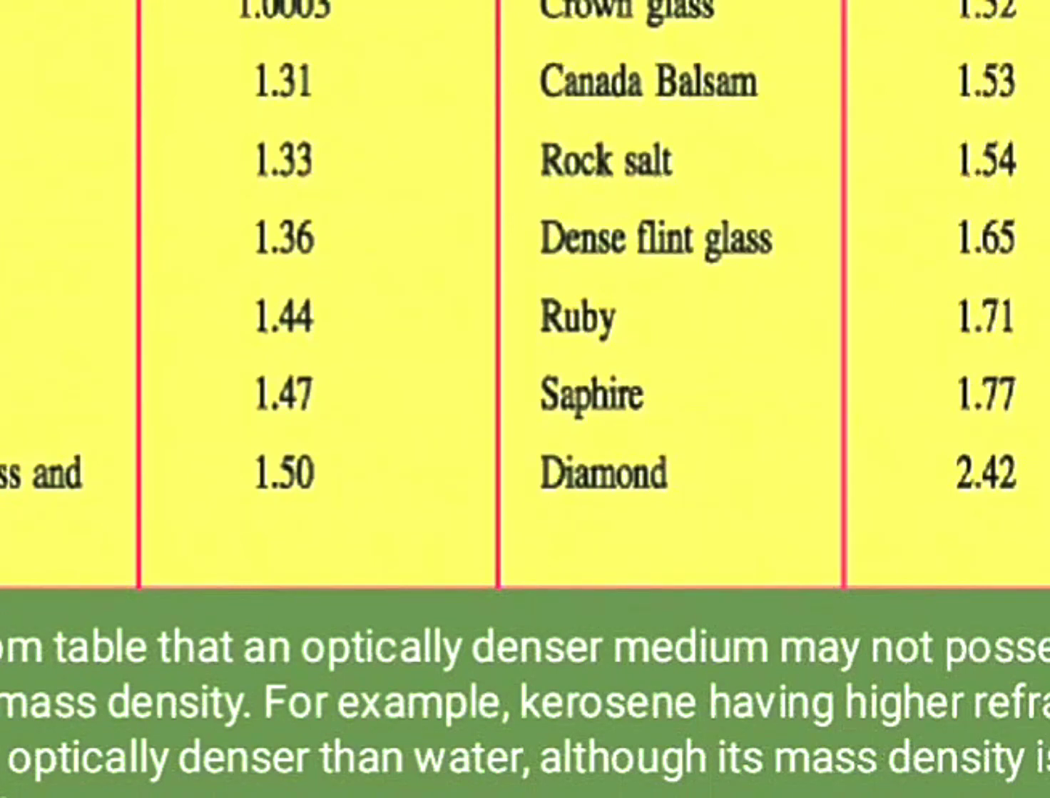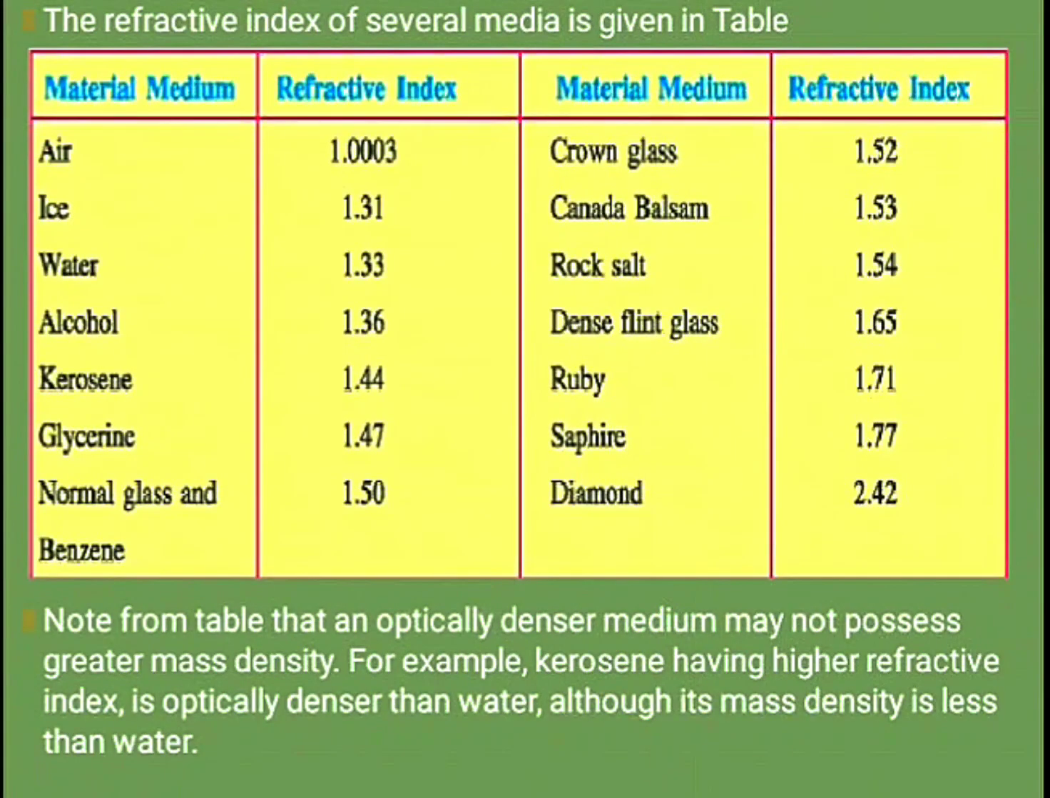Remember one thing, that refractive index not only depends on density, but it also depends upon the color of the medium. Let's see an example of kerosene. Kerosene is less dense compared to water. However, it has more refractive index compared to water. So this does not only depend upon density, it also depends upon color of the medium.